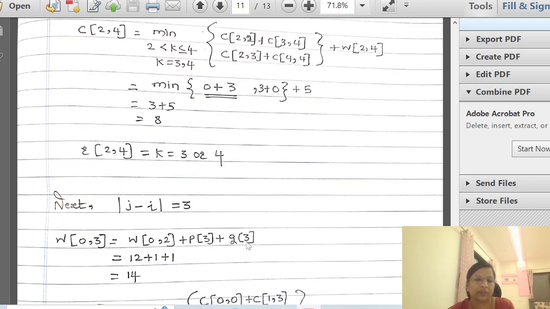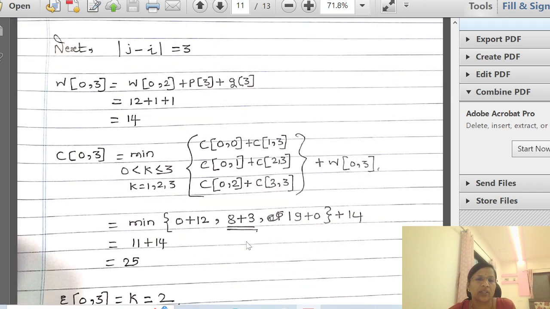That's not the problem. And now the next step, where we have to consider values of j and i where the absolute difference is 3, and again same thing. The thing to note here is that whenever the absolute difference of j and i is 3, there will be 3 possible values of k: 1, 2 and 3. So yes, we have to substitute these 3 values in the cost formula, and we have to find out for which value of k we are getting minimum cost.